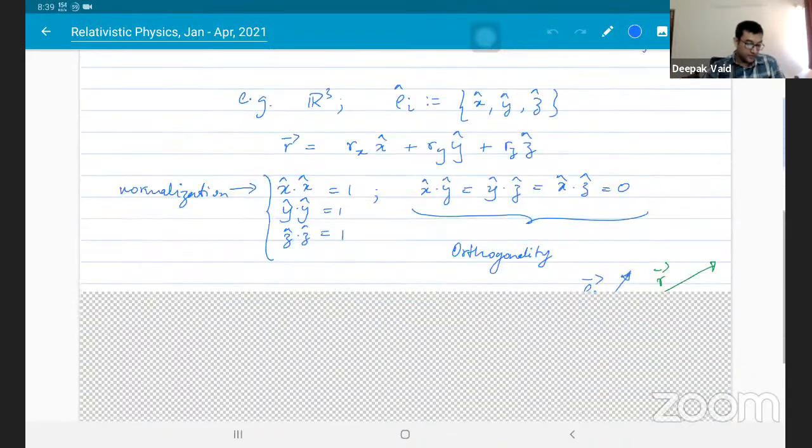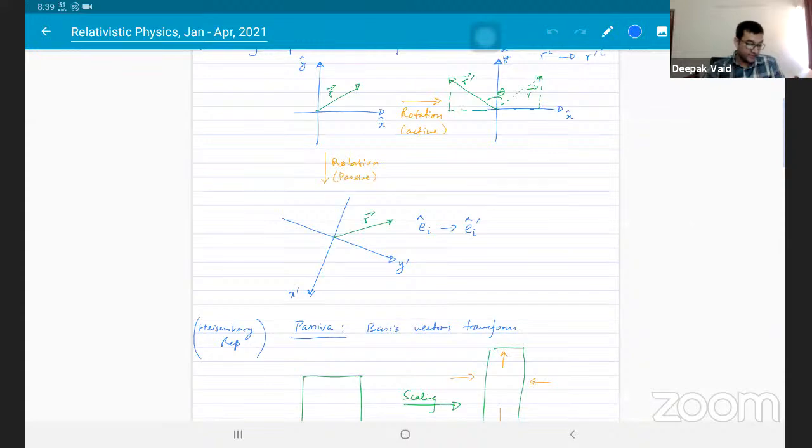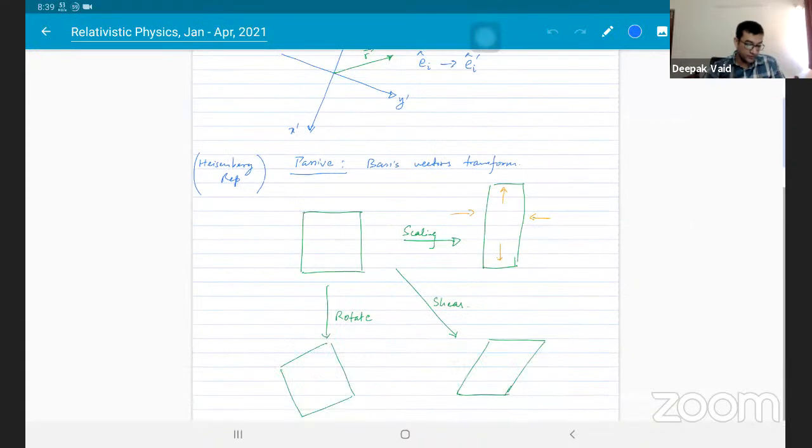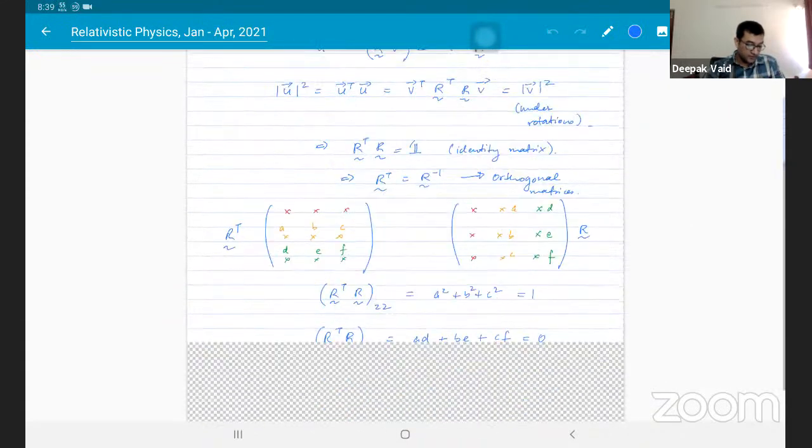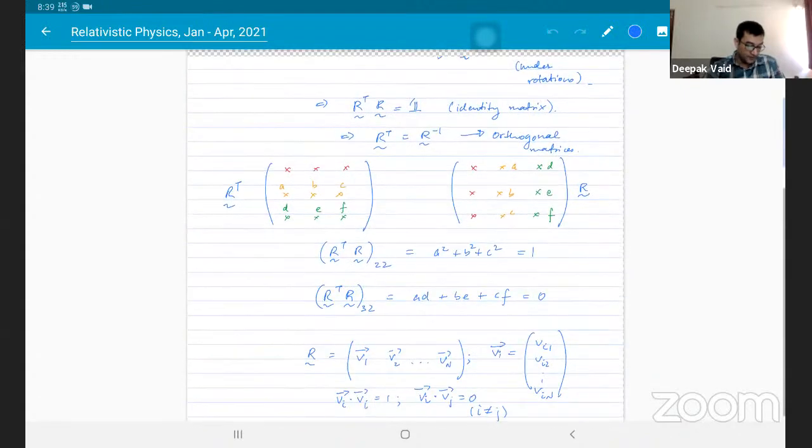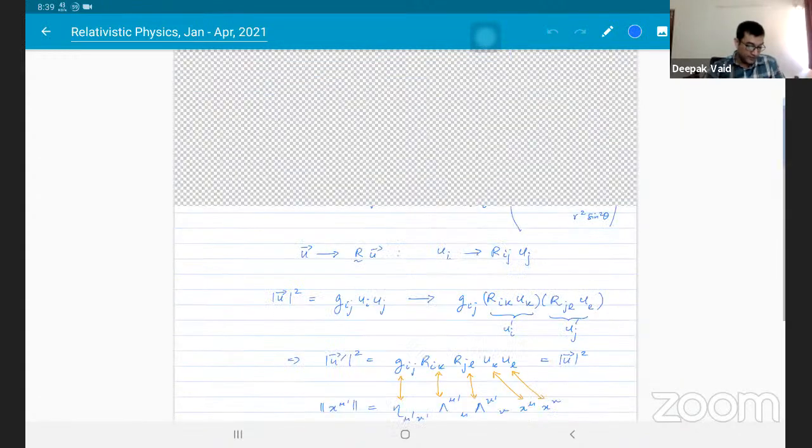Then, I have all this material on passive and active transformations and so on and so forth, which is all quite basic. So I'm not going to go over that.